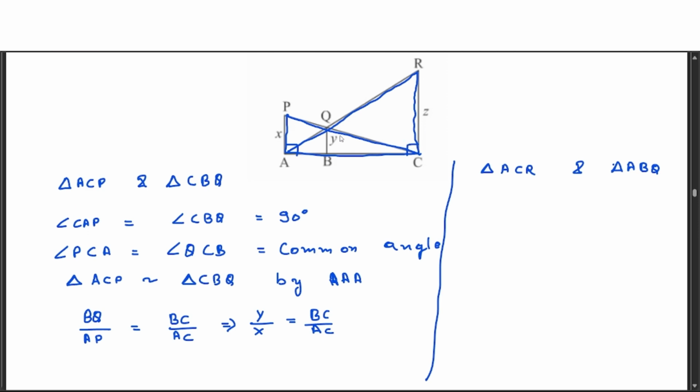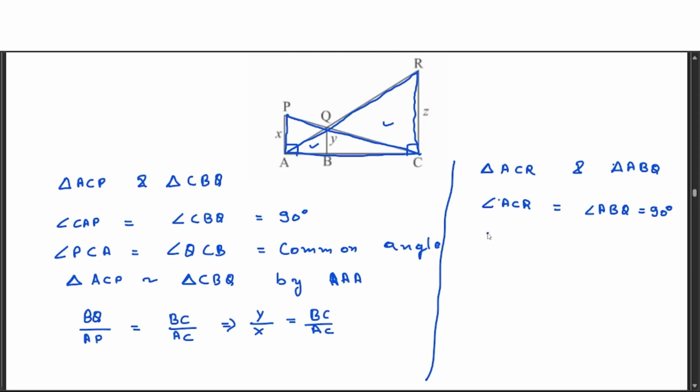ACR, you can say, and ABQ. This is a small triangle and a bigger triangle. So you can say in a simple way these both are also similar. Hence you can say the angle ACR is equal to angle ABQ, which is equal to 90 degrees.